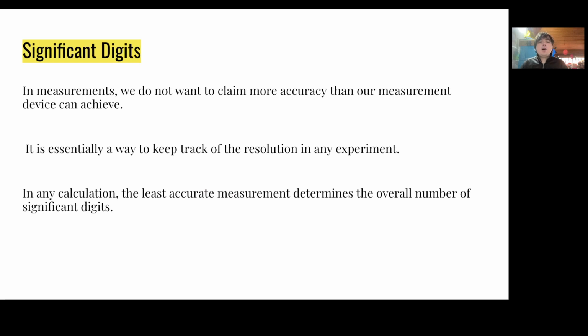Okay, now on to significant digits. And so why would we want to use them, what they are, and how to keep track of them. So in measurements, we do not want to claim more accuracy than our measurement device can achieve. And so this is essentially a way to keep track of the resolution in any experiment. And so in any calculation, the way that we do this is we use the least accurate measurement device to determine the overall number of significant digits.